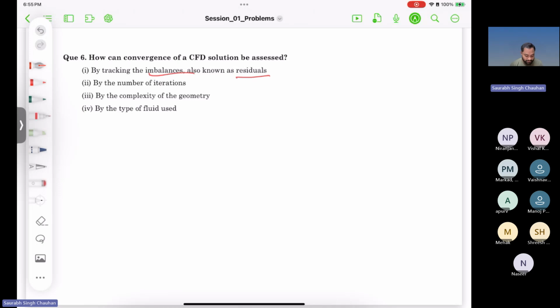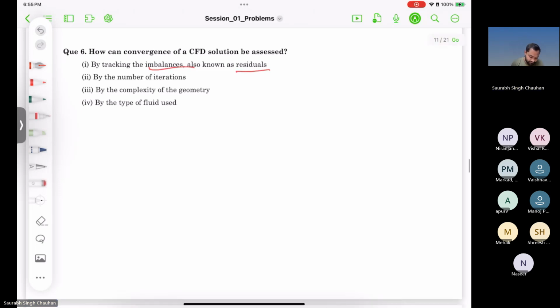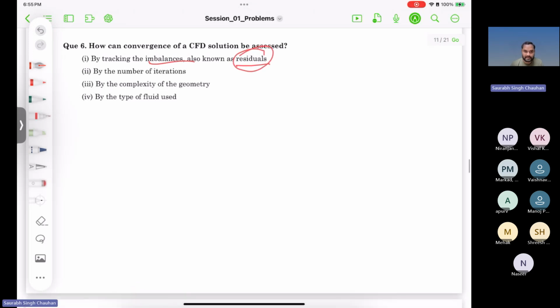whether the solution is converging or not. Okay, so with each iteration, whether it is converging or not, that we can track from this residual, okay, or the difference or the error, okay, the imbalance.